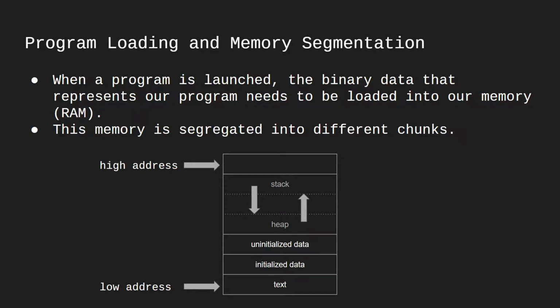So let's talk about the different loading and memory segmentations of a program. When a program is launched, the binary data that represents the program needs to be loaded into RAM. This memory is segregated into different chunks. Typically, you'll have a high address and a low address, and then different segments, oftentimes referred to as a stack and a heap. Then you have other segments towards the lower end of the address range: uninitialized data, initialized data, and a segment called the text segment.